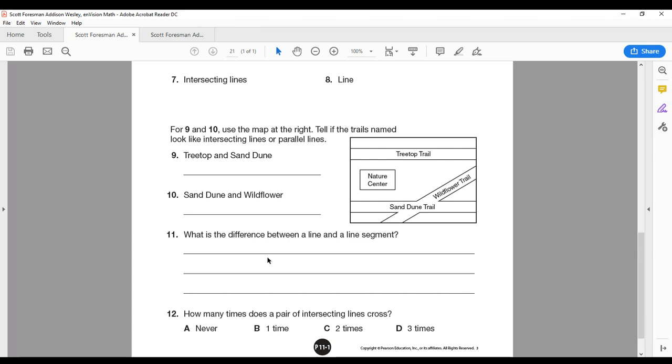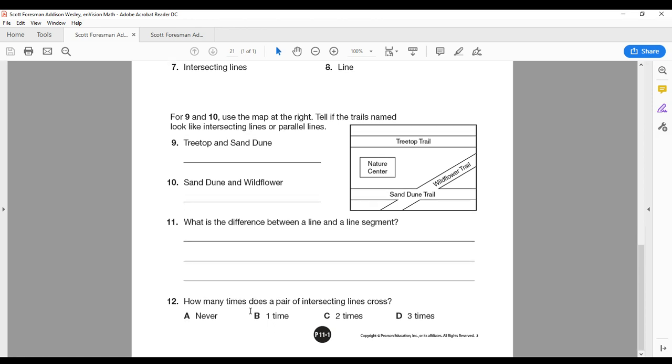And what is the difference between a line and a line segment? And if you need to, please refer back to the definitions on the Reteach. How many times does a pair of intersecting lines cross? Never, one time, two times, or three times. Again, please refer back to the Reteach if you need help.